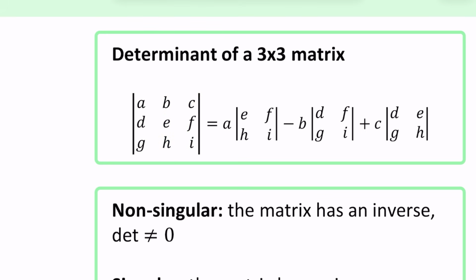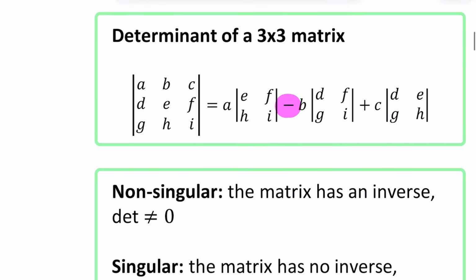So for C that we have, we will get rid of the row and column that it's in, and we will find the determinant of the D, E, G, H, the remaining section that we've got there. The main thing that people forget with this, it's very, very easy to forget, is that there is going to be a negative with the B part that we've got there.